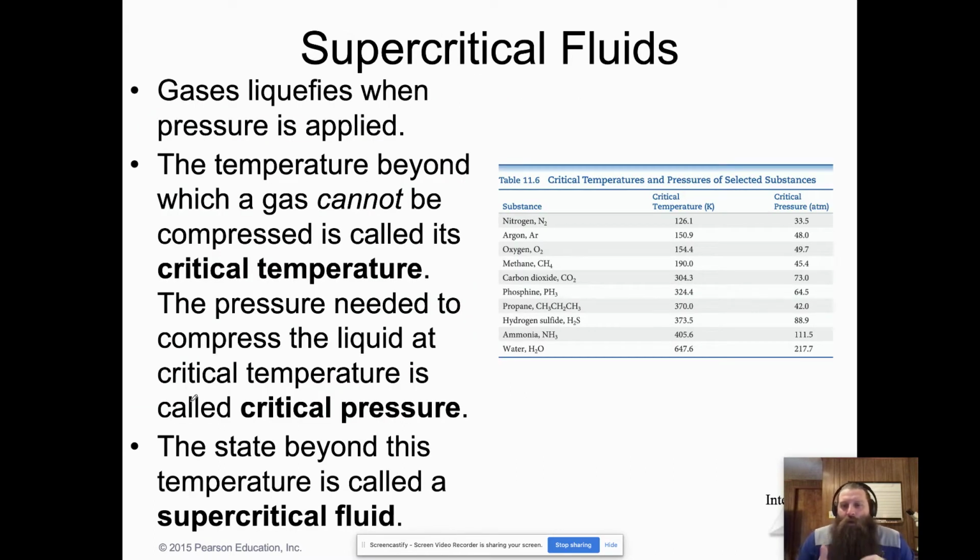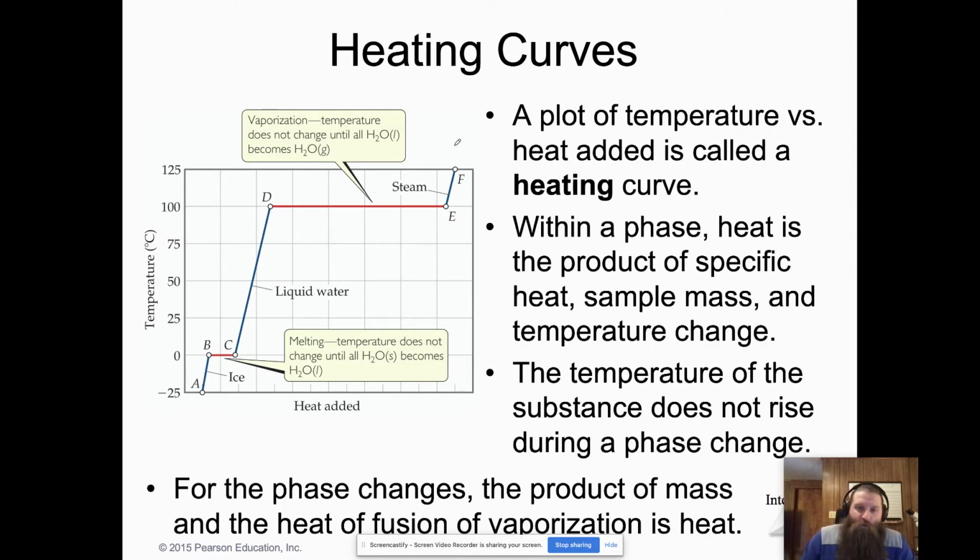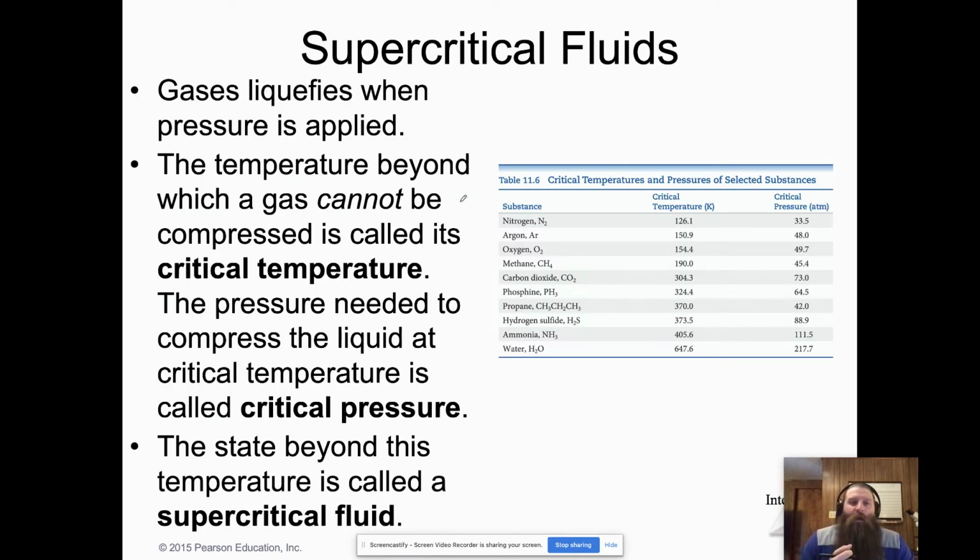Now, in AP, we go a little bit further, right? Right here is F is where we stop with our year one chemistry. In AP, we're going to keep going. We're going to look at supercritical fluids. And a supercritical fluid is something that occurs when gas is liquefied due to an increase in pressure. So the temperature beyond which a gas cannot be compressed is called its critical temperature. If you look for the pressure that you need to compress a liquid at the critical temperature, that's called the critical pressure. Anything beyond that point is called a supercritical fluid.